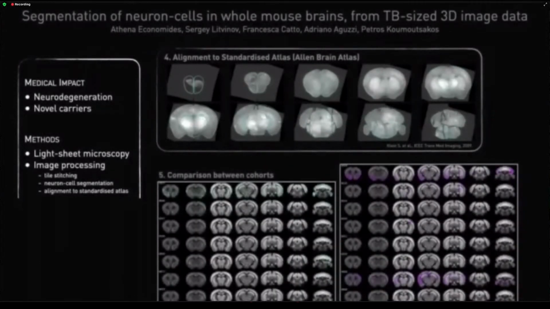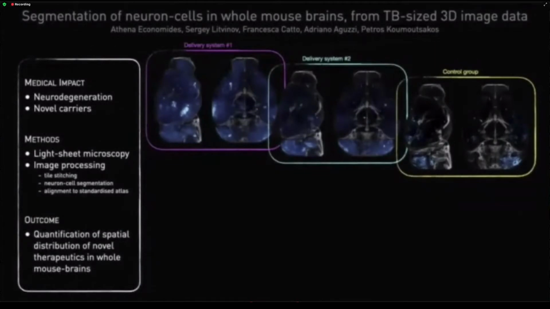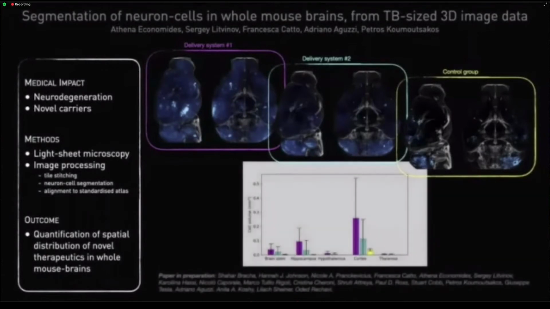By computing the average cell distribution in each cohort of interest, our pipeline has made possible the analysis of a novel drug delivery carrier by quantifying its spread in whole mouse brains and comparing it to existing delivery systems and a group of control samples. This work will be published soon in collaboration with the research team who developed the novel drug delivery system.